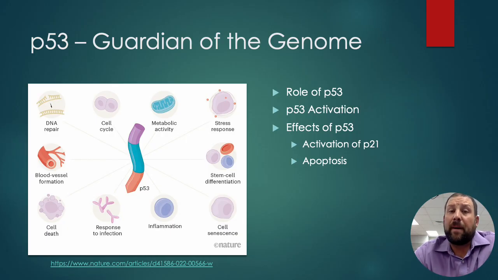If repair is not possible, p53 triggers apoptosis, or controlled cell suicide. During apoptosis, the cell breaks down its contents in an orderly way and is removed without harming neighboring cells. While it may sound destructive, this process is essential for protecting the organism as a whole. By removing cells with damaged DNA, p53 prevents mutations from being passed on, reducing the risk of cancer.